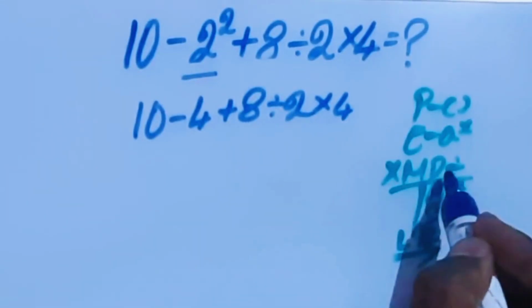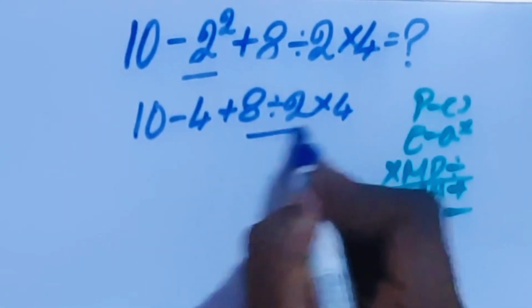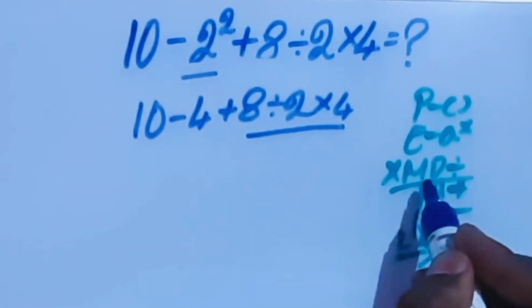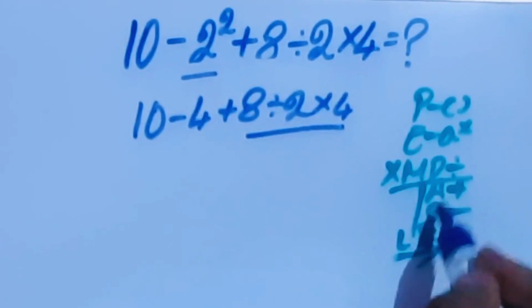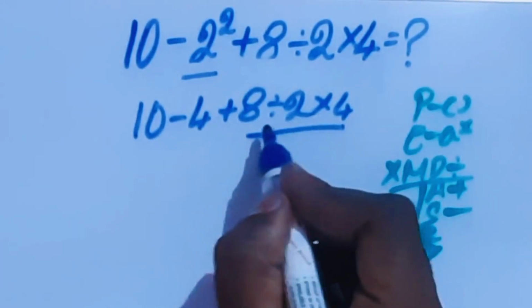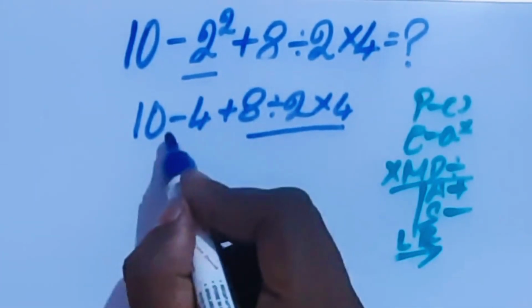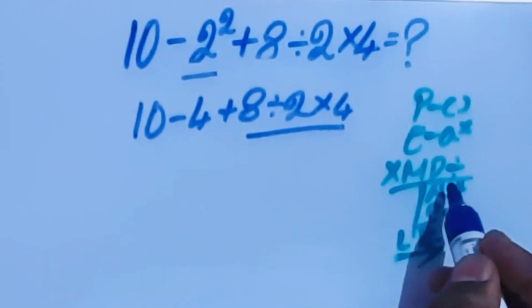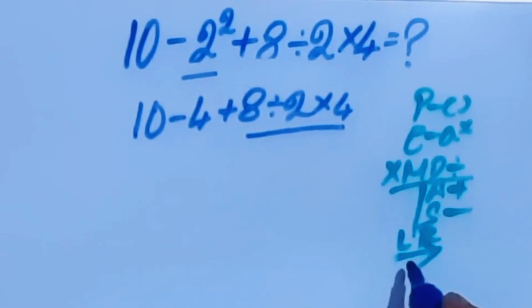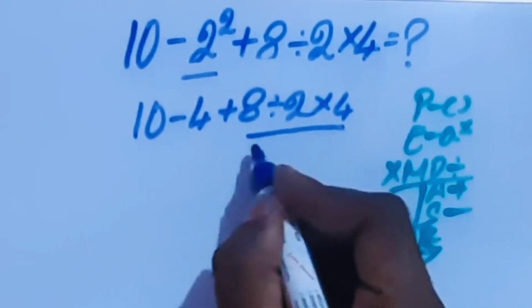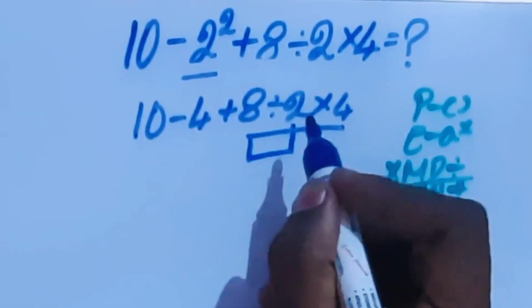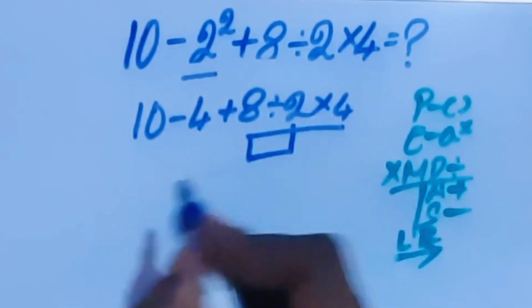The next priority is multiplication and division. Here we have division and multiplication. Division and multiplication are higher priority than addition and subtraction, so we have to do division and multiplication before addition and subtraction. Here multiplication and division are equal priority. For equal priority, we have introduced left to right. Here left to right is 8 divided by 2. We have to do this 8 divided by 2 before any other operation.